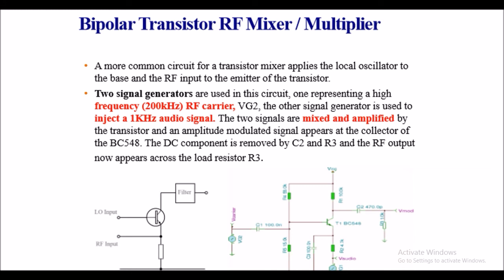Two signal generators are used in the circuit, one representing a high frequency RF carrier, and VG2, the other signal generator, is used to inject a 1 kilohertz audio signal. We have the carrier signal and the data signal or audio signal. The two signals are mixed and amplified by the transistor, and an amplitude modulated signal appears at the collector of the BC548. This is the type of the transistor.